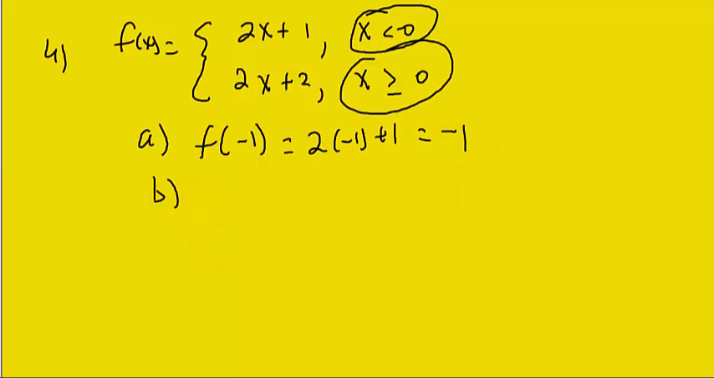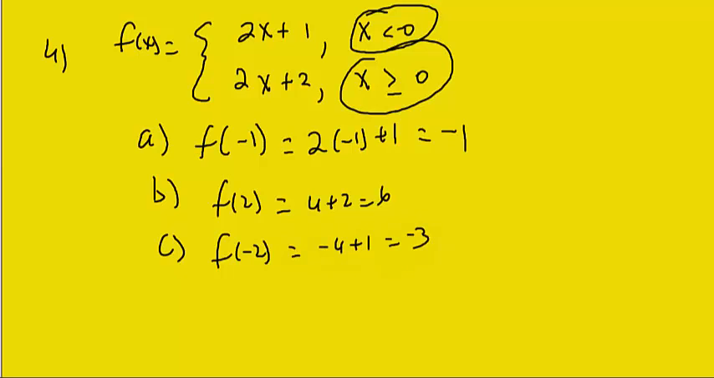B. Okay, f of 2. Which one do I use for that one? Bottom one, because 2 is bigger than 0. So therefore, I get 4 plus 2, which is 6. C. F of -2. Which one do I use? Top one. That'll be -4 plus 1, which is -3.